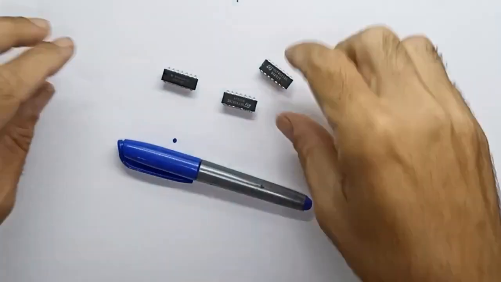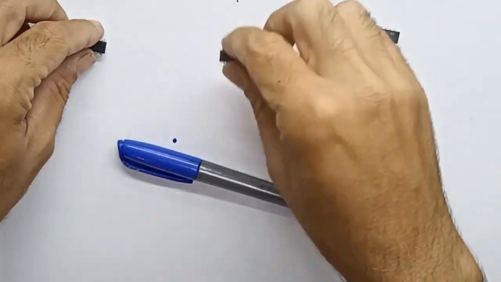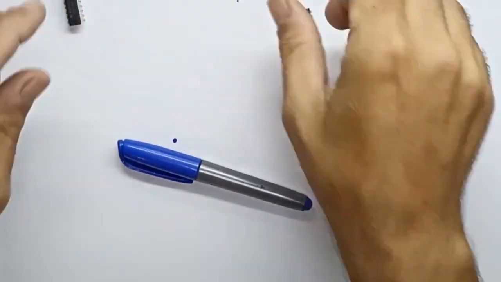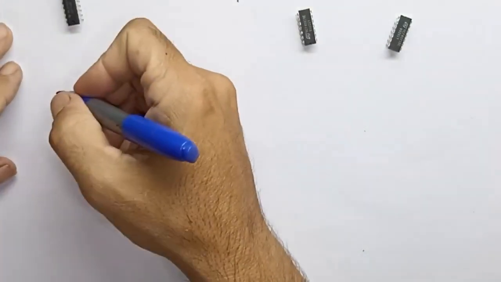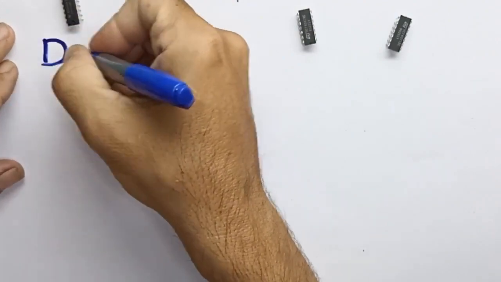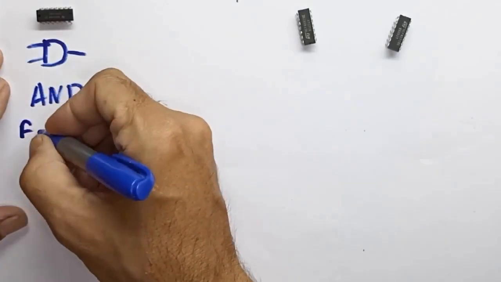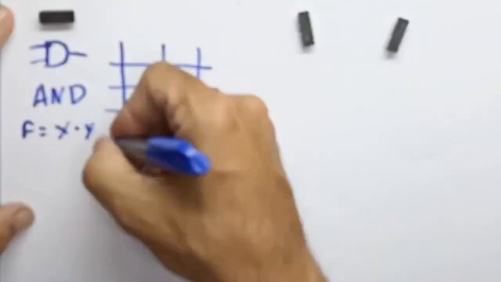Now let's get to know the basic gates, the three basic gates and their truth tables. It's the AND, the OR, and the NOT. I will now draw them on paper one by one so you can see how the truth table is depicted and the function each one has.